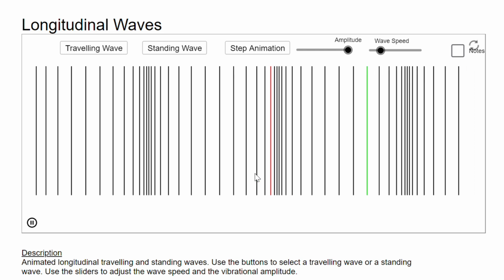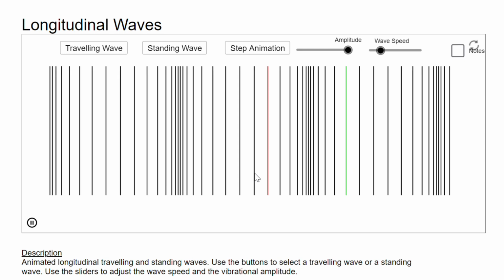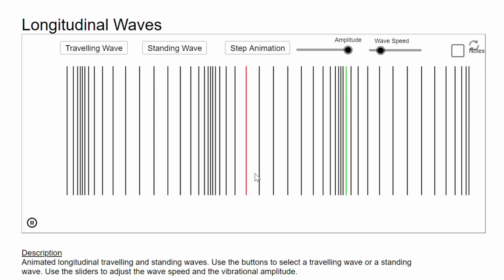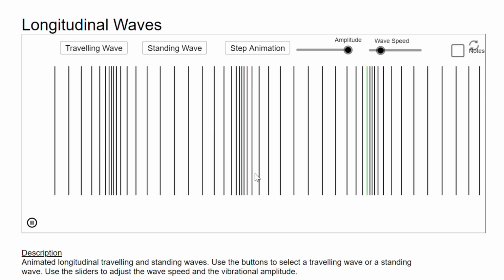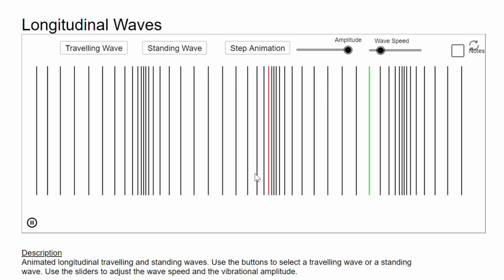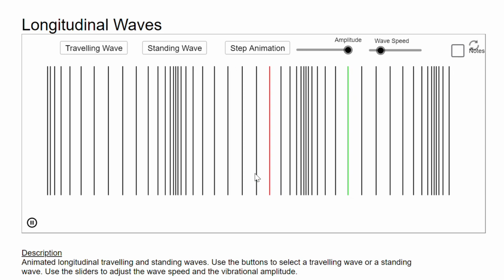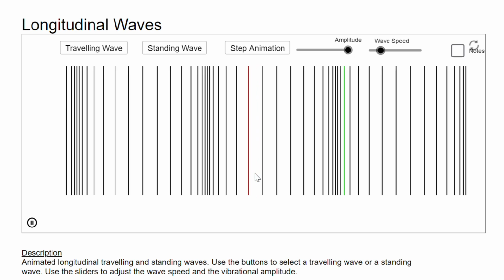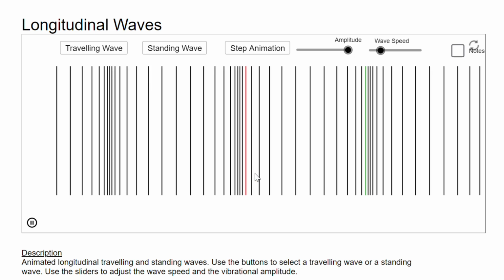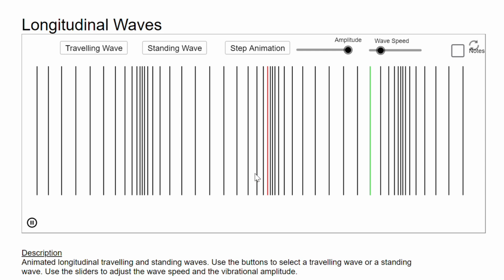It might look like that if you're not paying much attention. But if you pay attention, you can clearly see that the particles move to the east, move back to the west, east, west, as the wave propagates through the medium. So that is longitudinal wave.